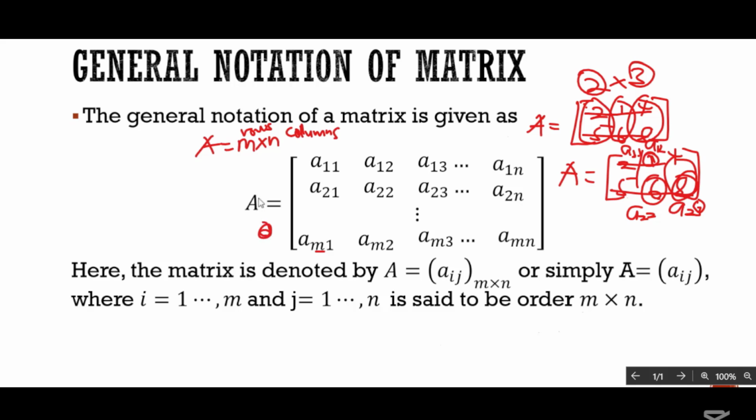Here the matrix is denoted. We are referring to the matrix A here. The matrix is denoted by A equals A_ij, m by n, or simply A equals A_ij. The i represents the row and the j represents the column position of that particular element, where i goes from 1 to the last, which is m, and j goes from 1 to n, in order m by n.